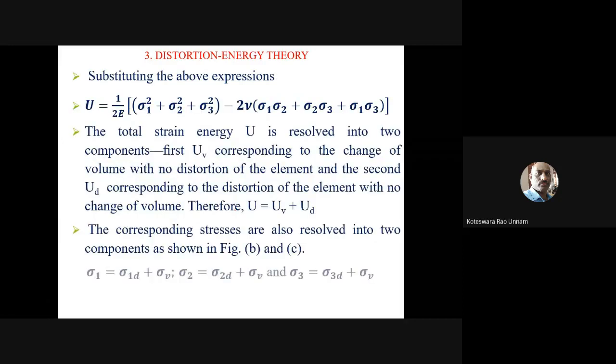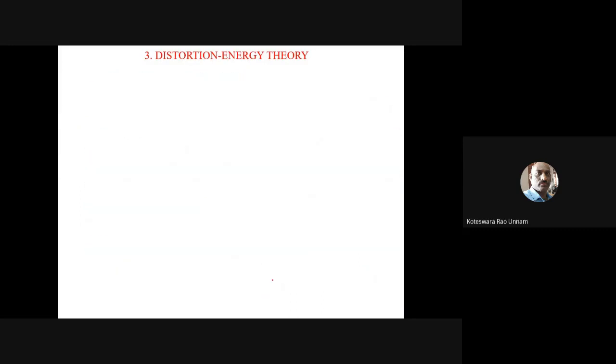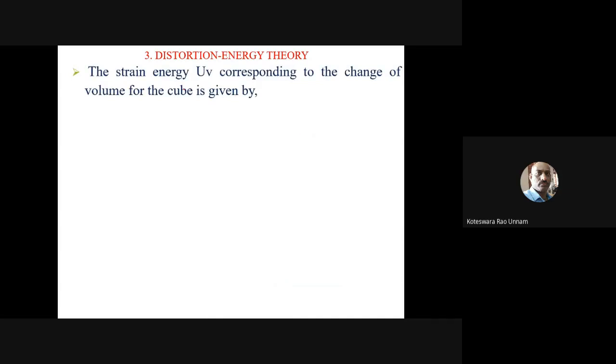Okay, so this we already seen. Like this, we are splitting the stresses also: sigma 1 as sigma 1d plus sigma v, sigma 2 as sigma 2d plus sigma v, and sigma 3 as sigma 3d plus sigma v. Then the strain energy UV corresponding to the change of volume of the cube is given by this.